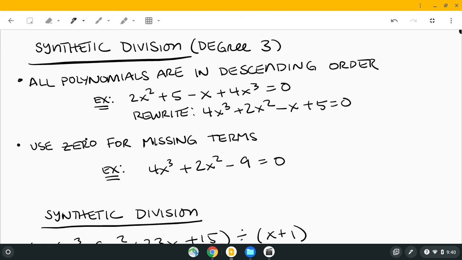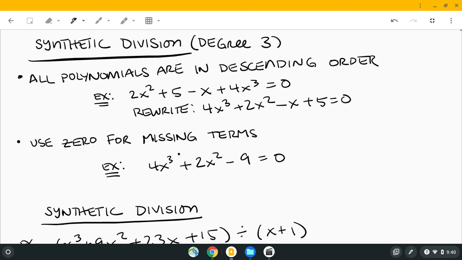Okay, and the other thing you need to watch out for is missing terms, and you're going to use 0 for missing terms. Okay, so here, notice we have the x cubed, the x squared, but we're missing the x. So we need to use 0x minus 9.